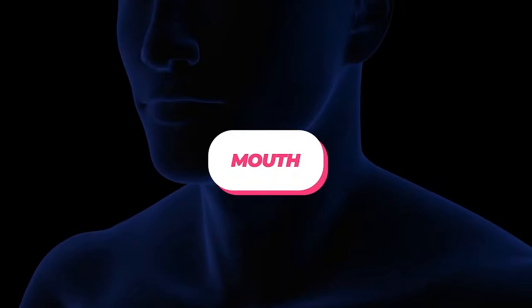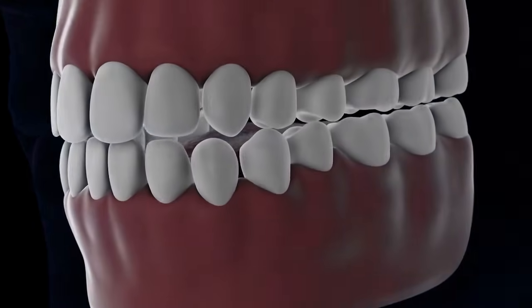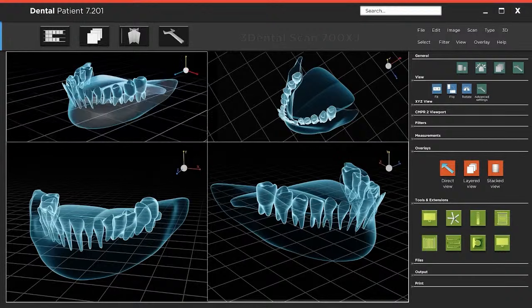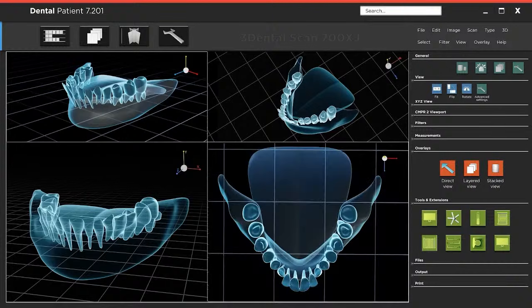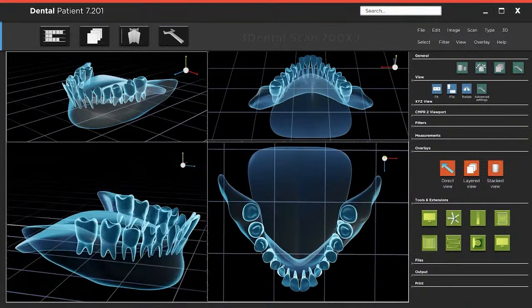Mouth. The mouth plays a vital role in the digestive system as it is the first point of contact between the body and food. The process of digestion begins in the mouth with the mechanical breakdown of food through chewing. Food is mixed with saliva, which contains the enzyme amylase, responsible for breaking down carbohydrates. The tongue helps to mix the food with saliva and also helps in moving the food to the back of the mouth for swallowing.